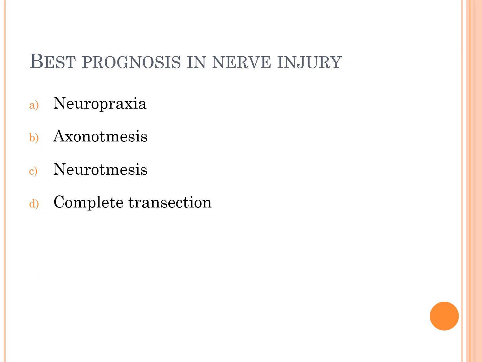Best prognosis in nerve injury is seen in neuropraxia, axonotmesis, neurotmesis, complete transection. So which will be the answer? The answer is neuropraxia. You know that this is the first degree of injury. So this is the most common type, and the best prognosis and spontaneous recovery is possible in neuropraxia. In neurotmesis it requires complete surgery, and in axonotmesis the recovery may be poor or incomplete, or sometimes it may be very slow.